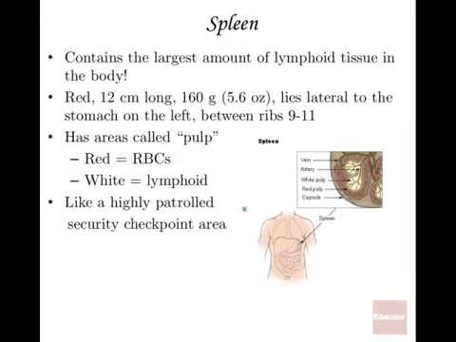The spleen, another important but not vital organ, contains the largest amount of lymphoid tissue in the body. It's red because of the large amount of blood flow. The thymus has a reddish appearance too, but the spleen is much more deep, dark red. It's about 12 centimeters long, about 160 grams in mass, or 5.6 ounces, and lies lateral to the stomach on the left between ribs 9 and 11. So it's kind of a next door neighbor of the stomach. The stomach is right in this region. Ribs 9 and 11, that's almost all the way down, because rib 12 is the last pair. So it is protected by the bottom of the thoracic cage.